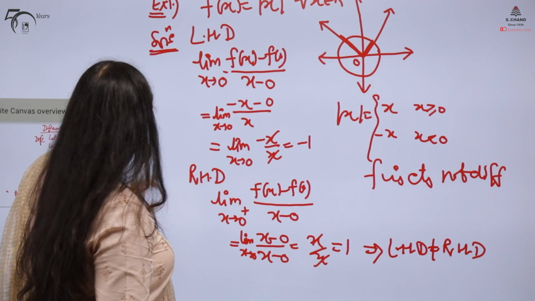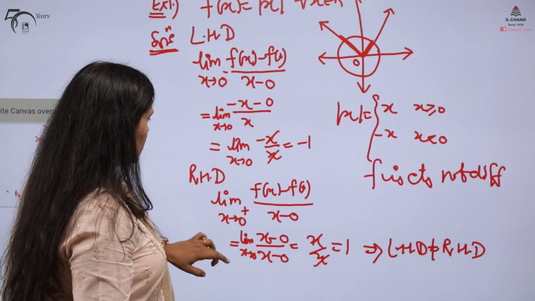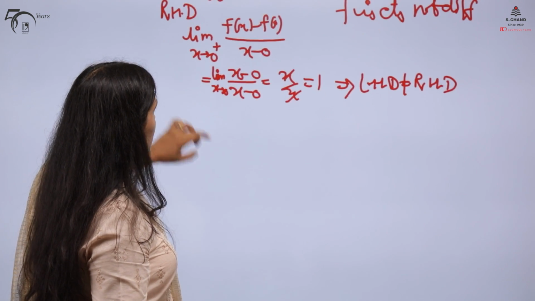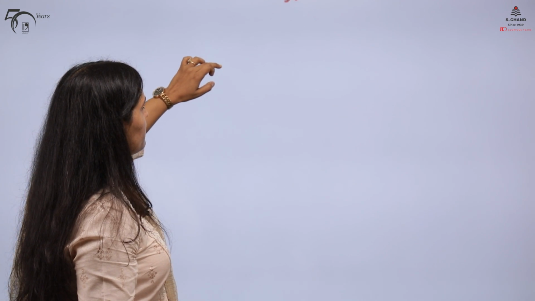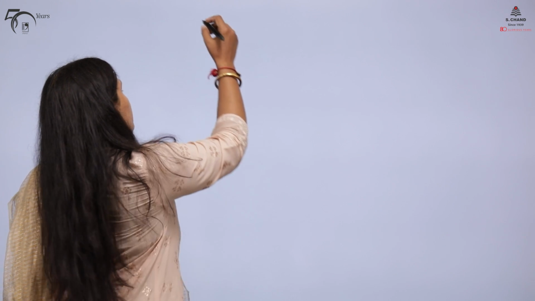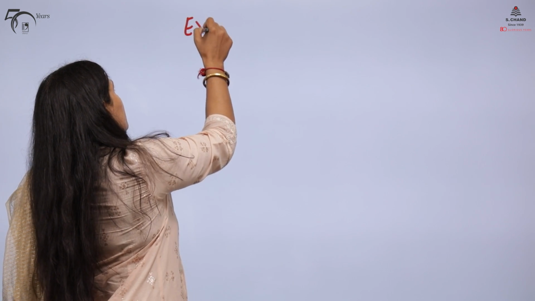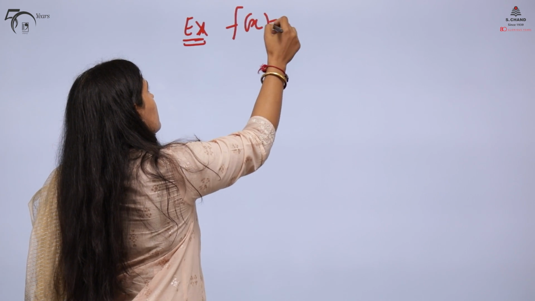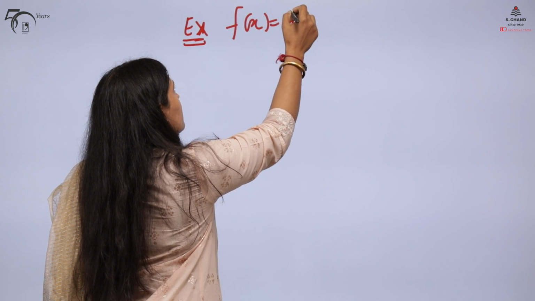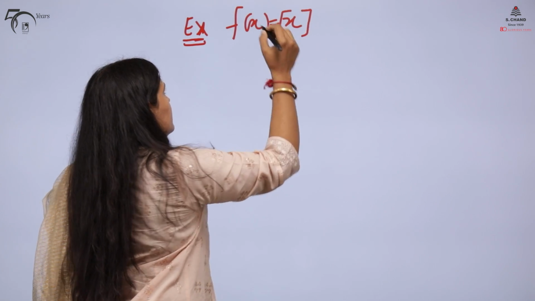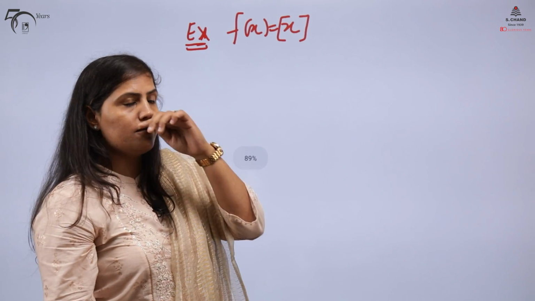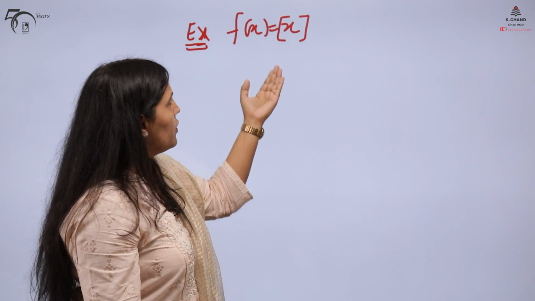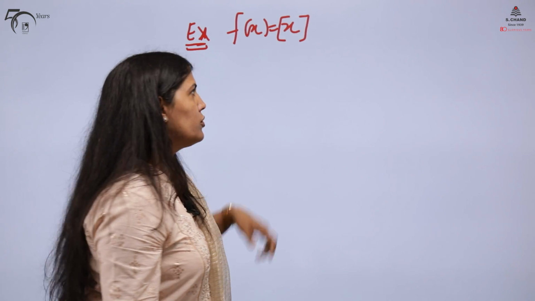Now moving on, because we have already considered a differentiable function, let's consider a not differentiable function. I will just take one example, and that is simply the greatest integer function. A function which is not continuous, and even not differentiable.